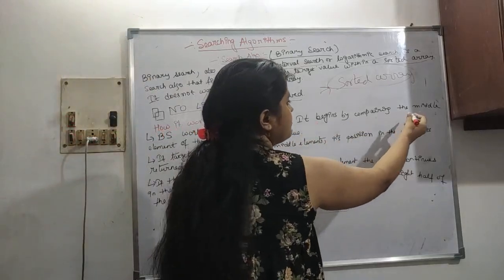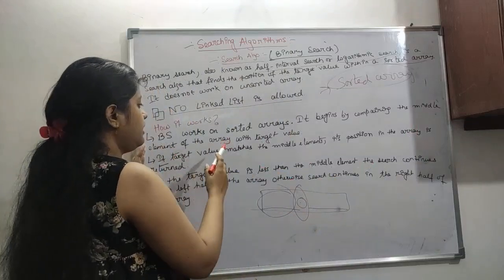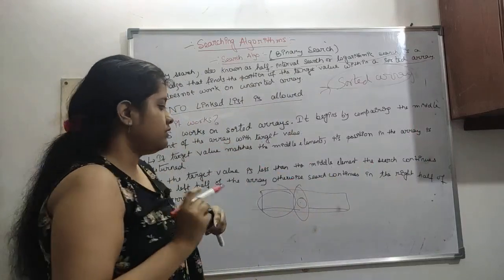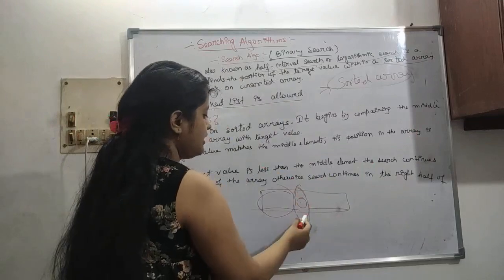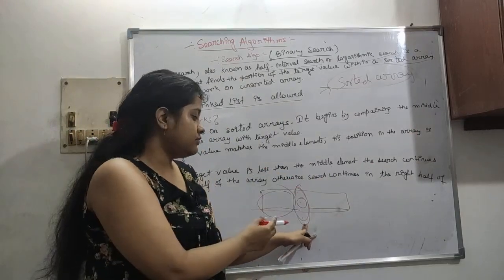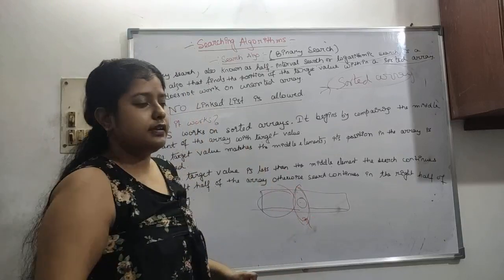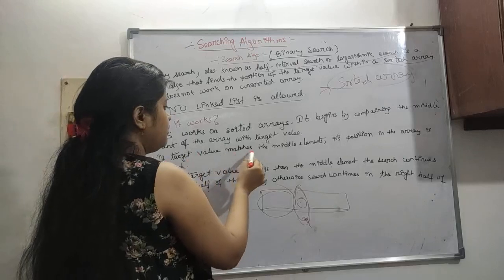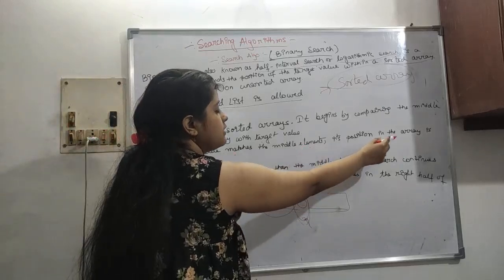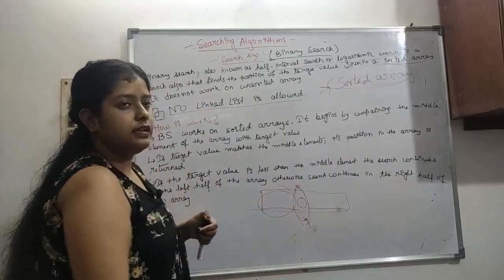It begins by comparing the middle element. So first we have to find out the middle element of the array. Let's say this is our middle element, and if the middle element is our target value, then bingo, you have found it, and just return its index. If the target value matches the middle element, its position in the array is returned.